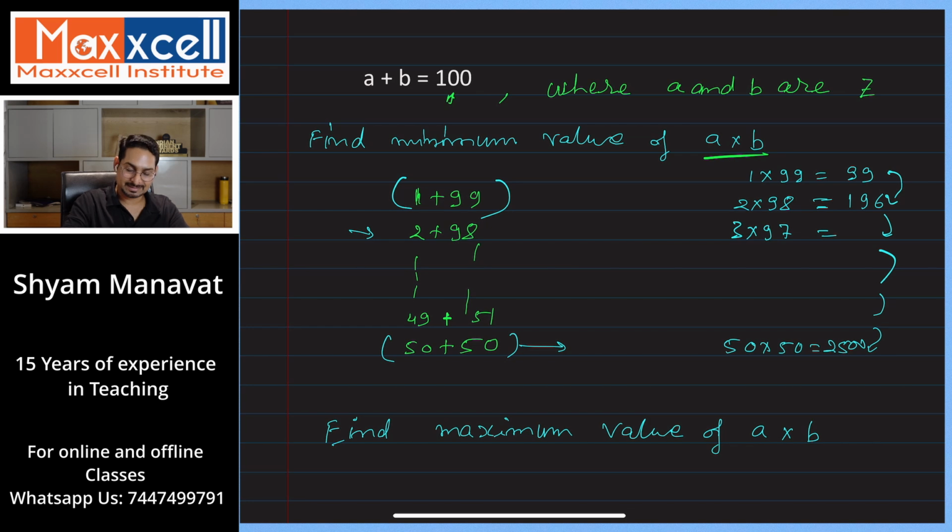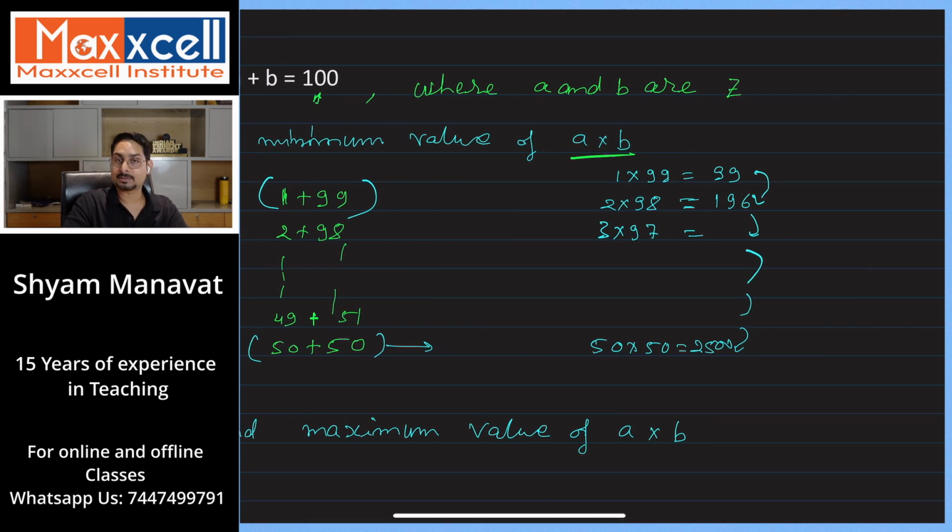Where 50 into 50 will give you what? 2500. So you can see the minimum in case of A and B being integer, the minimum which you can get as product of A into B is 99 and maximum you can get as product of A and B is 2500. Correct? Understood? Yes, no? Hmm?